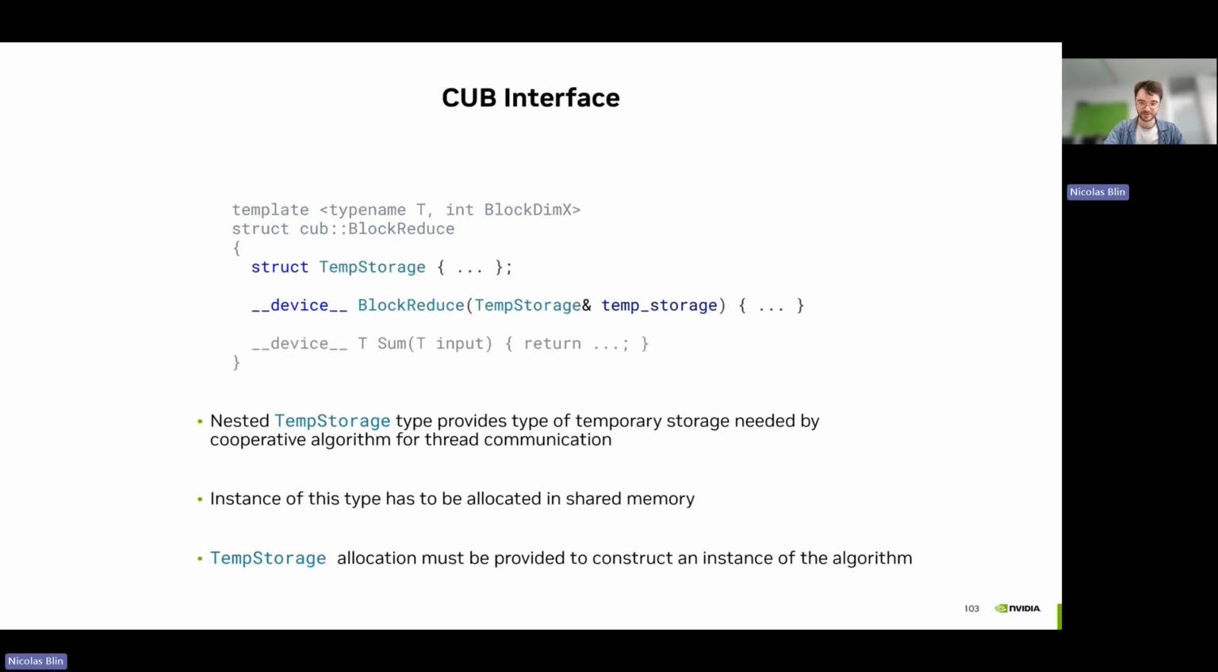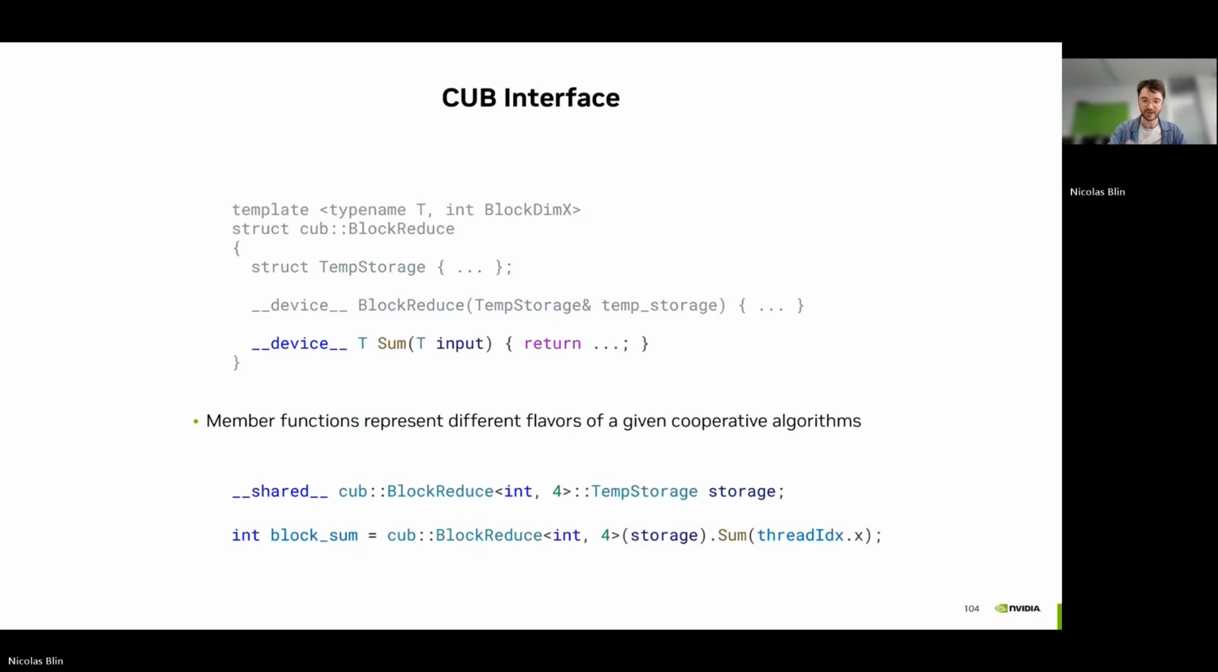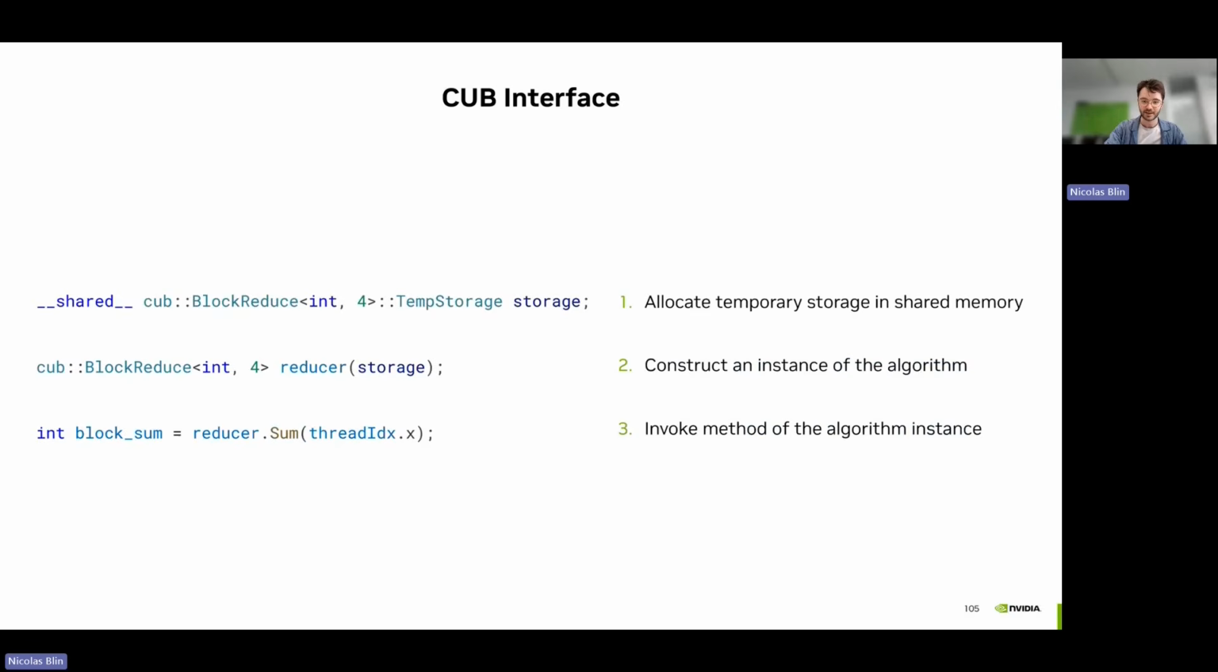Cooperative algorithms have a nested temporary storage type, which specifies the type and the amount of temporary storage that the cooperative algorithm will need to do the internal communication. So we allocate an instance of this type in shared memory. Then we pass a reference to that shared memory instance when we construct the cooperative algorithm. Finally, member functions provide different flavors of one specific cooperative algorithm.